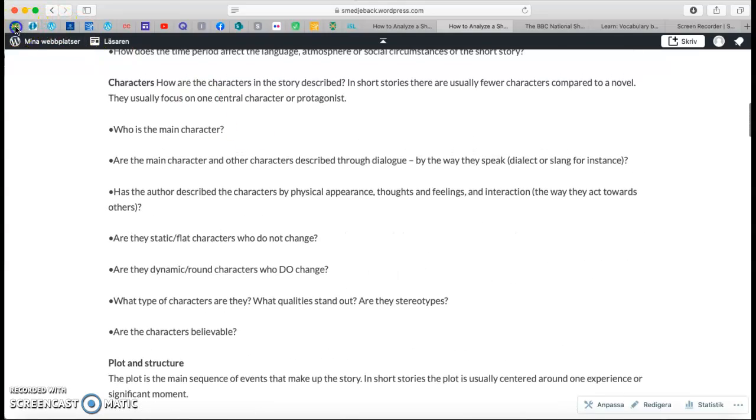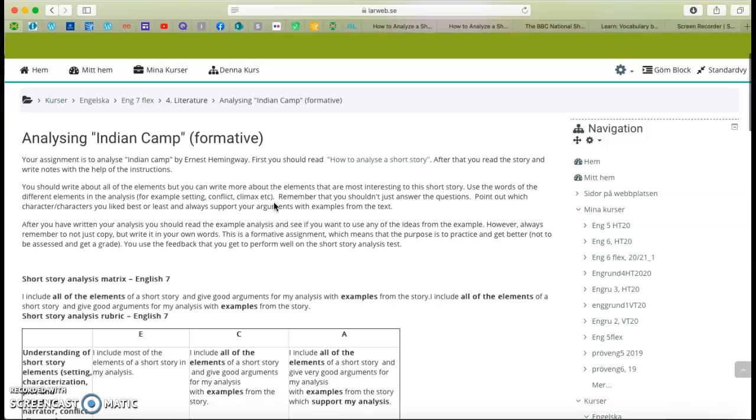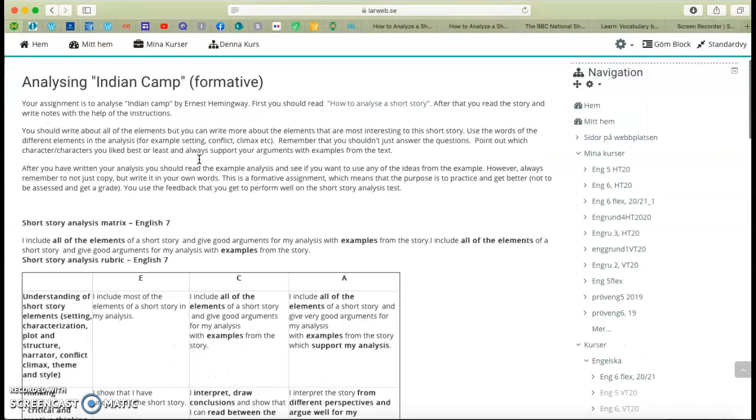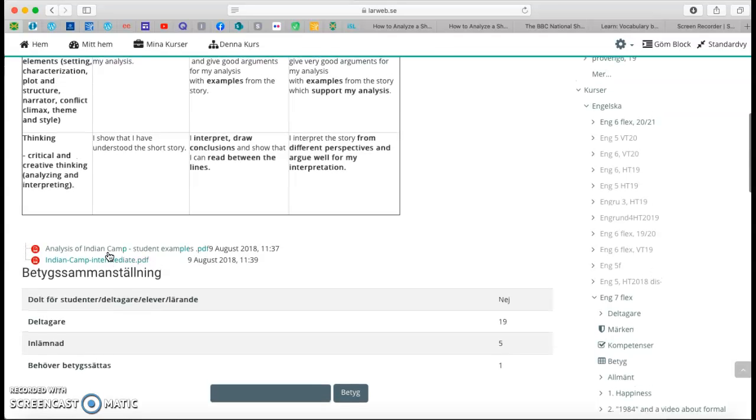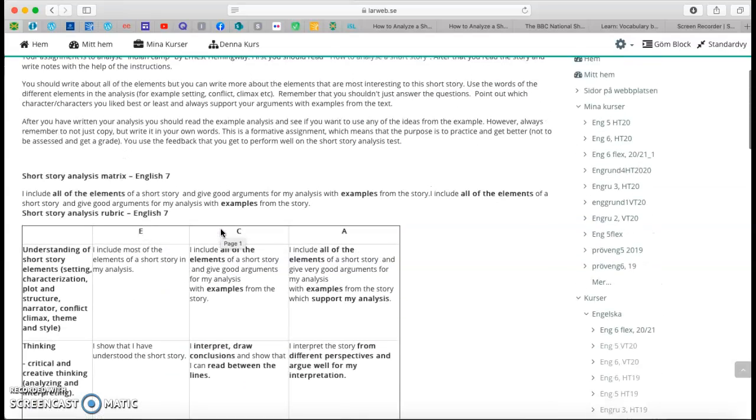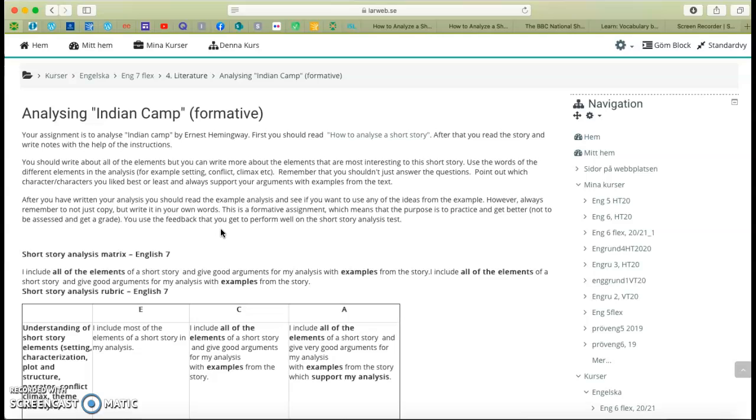So your assignment is to first make a short story analysis of Ernest Hemingway's Indian Camp. So you read that below here, and then you write your short story analysis. After that, you go and look at this one, student examples, both good and bad. And then if you find any good ideas, then you try to use that, but write it in your own words to improve your analysis.